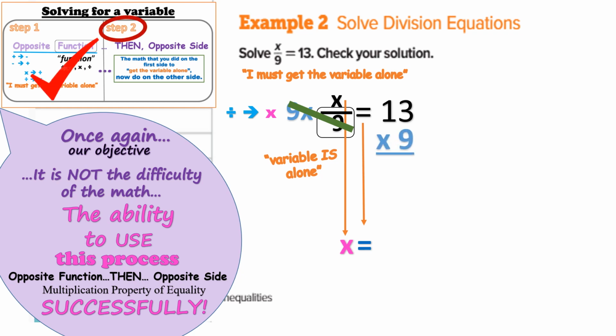Step 2. So step 2 tells me I'm going to take 13 times 9. Easy enough. 9 times 3 is 27. Put down my 7. Carry my addition of 2. 9 times 1 is 9 plus 2 is 11. So we're saying that x is equal to 117. And notice that we have the x is equal to. We must have our variable and show what it is equal to.